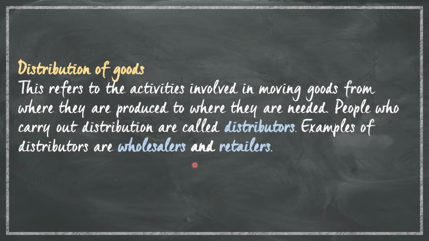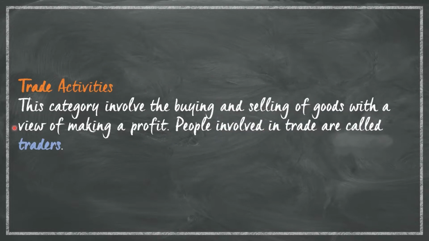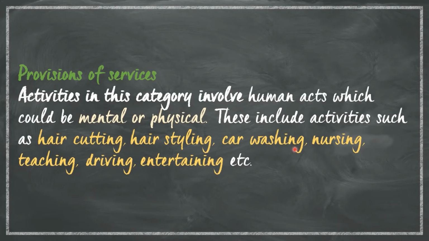We also looked at distribution, and we said these are activities that involve the moving of goods from where they are produced to where they are needed. We looked at trade activities. Then we said that trade activities involve the buying and selling of goods with a view of making a profit. The last category that we looked at of business activities is provision of services. We say that it involves activities that are human acts, which could be either mental or physical. An example that we gave is hair cutting or hair styling. We also looked at car washing as one of the activities that involve the provision of services.